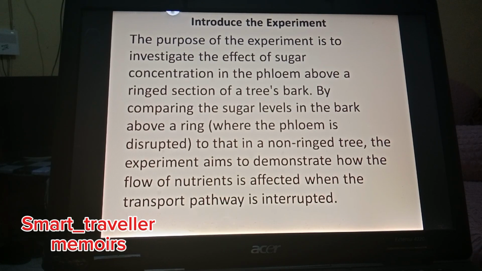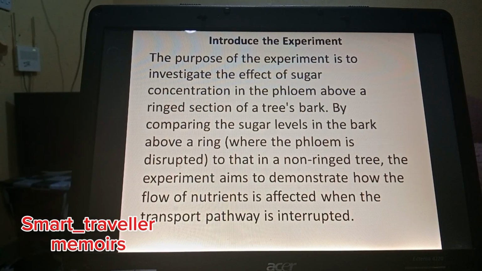The purpose of the experiment is to investigate the effect on sugar concentration in the phloem above the ringed section of the bark, by comparing the sugar levels in the bark above a ring where the phloem is disrupted to that in a non-ringed tree. The experiment aims to demonstrate how the flow of nutrients is affected when the transport pathway is interrupted. Remember, the flow of nutrients occurs in the phloem tissue.